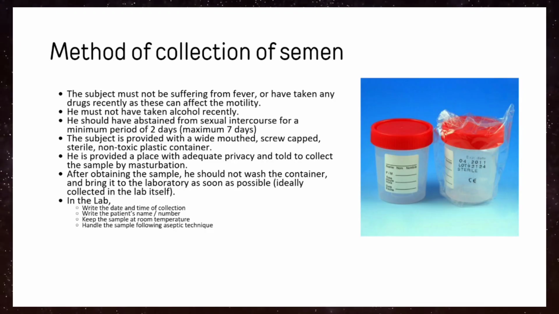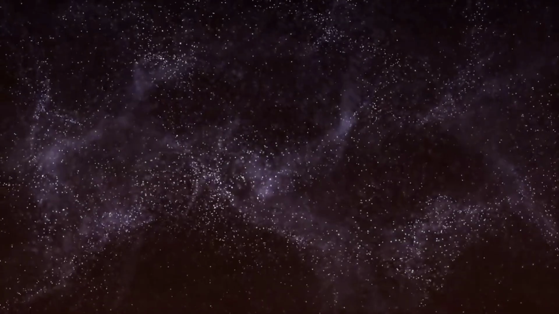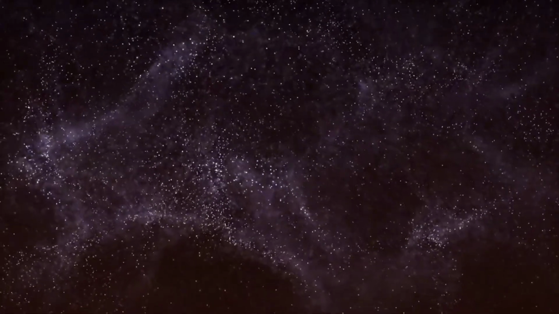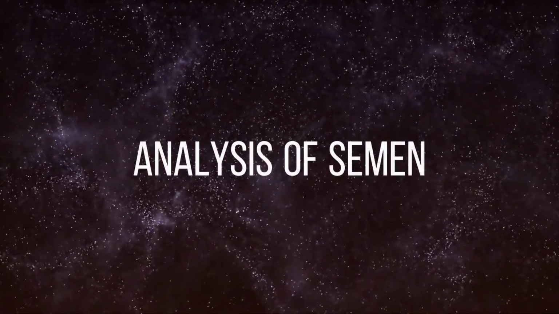The subject is provided with a wide-mouthed, screw-capped, sterile, non-toxic plastic container. He is then provided a place with adequate privacy to collect a sample of semen by masturbation. Ideally, this should be done in the laboratory itself. If not, after obtaining, the sample should be brought to the laboratory as soon as possible. The necessary details for identification of patient, time of collection, and the temperature in which the semen was collected is noted down. Now that we have a clear idea of how to collect semen, let's take a look at what we look for in a semen sample.